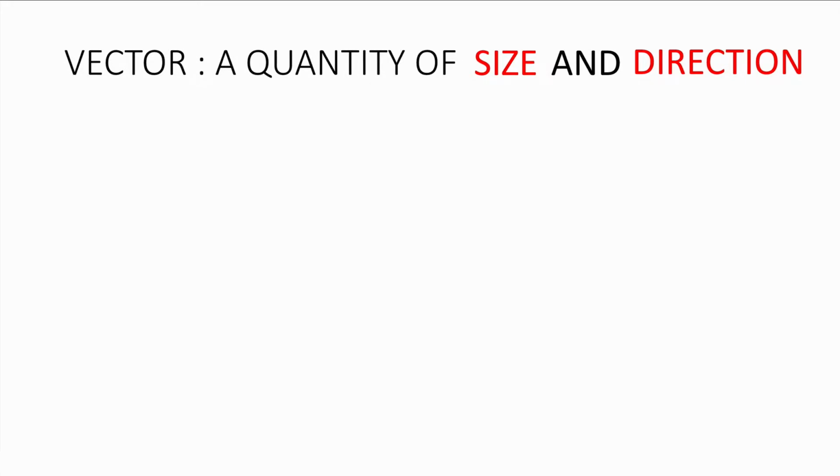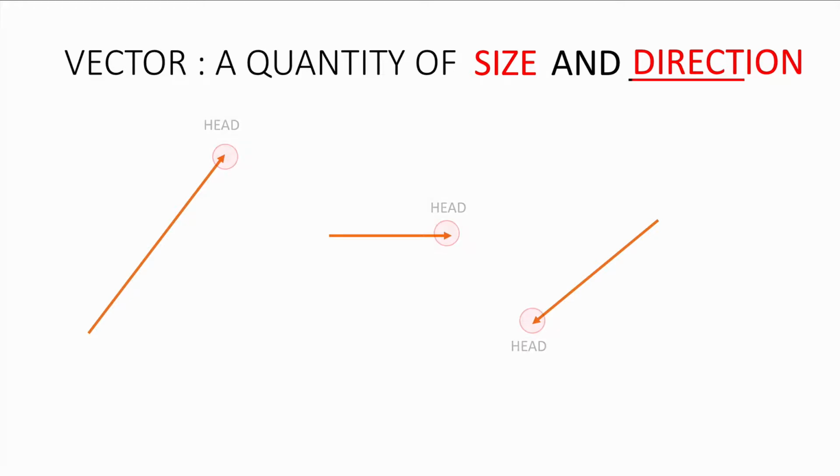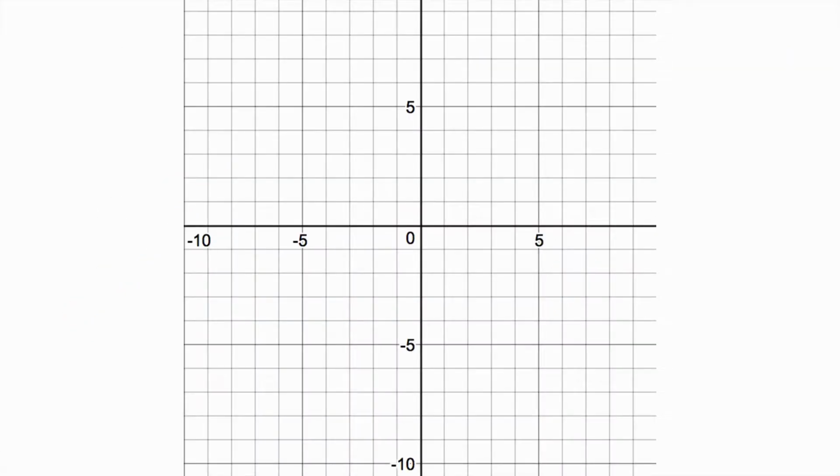So a vector is a quantity that has size and direction, and it is represented by arrows. The direction is indicated by the head of the arrow, and the size is indicated by the length of the arrow. Let's look at this vector on an xy plane.